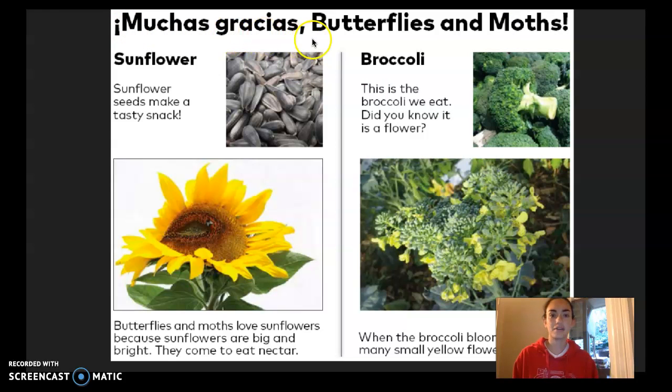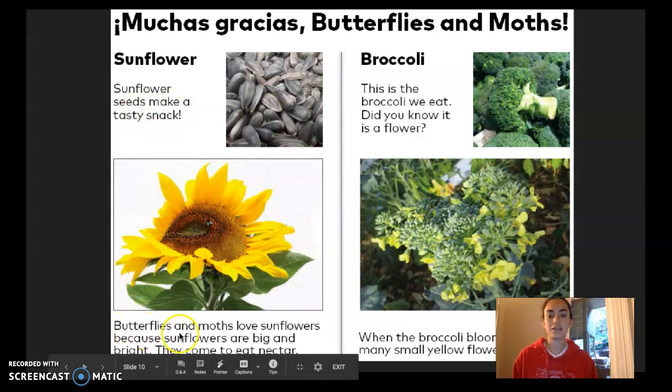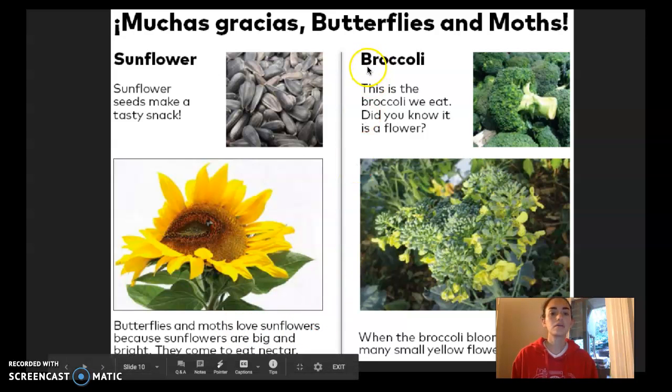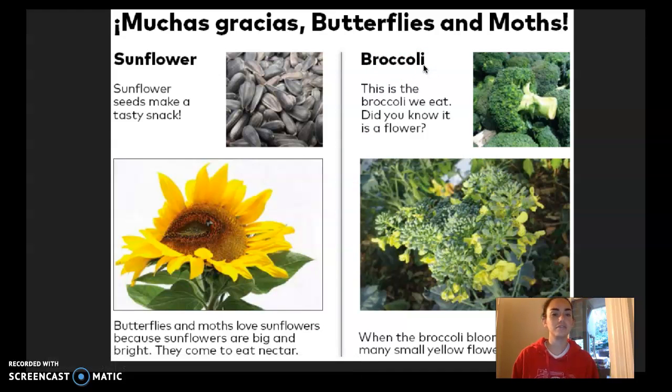Muchas gracias, butterflies and moths. Sunflower. Sunflower seeds make a tasty snack. Butterflies and moths love sunflowers because sunflowers are big and bright. They come to eat nectar. Broccoli. This is the broccoli we eat. Did you know it is a flower? When the broccoli blooms, it has many small yellow flowers.